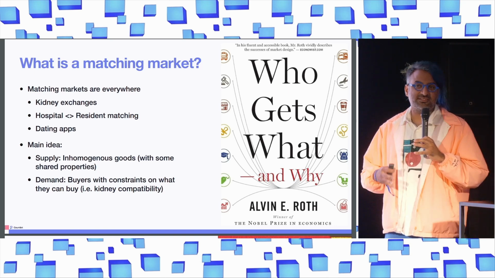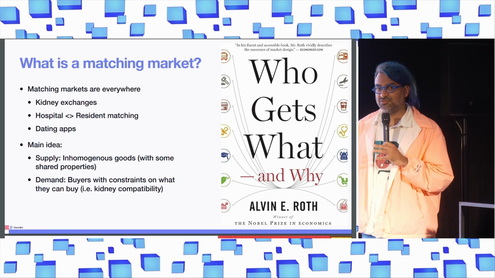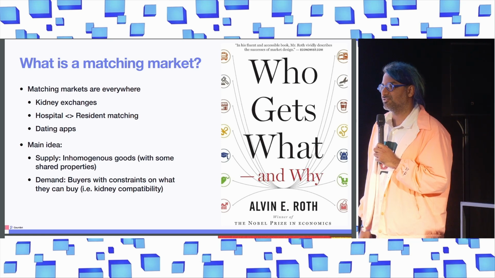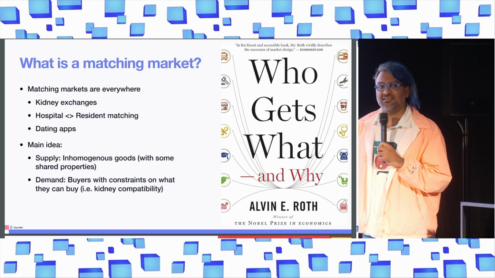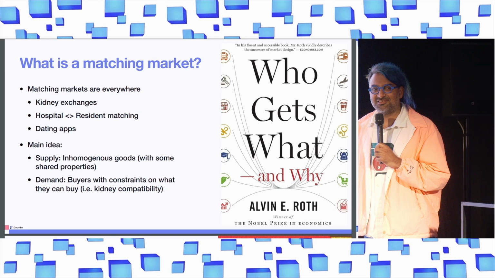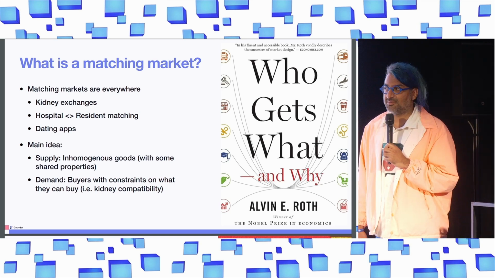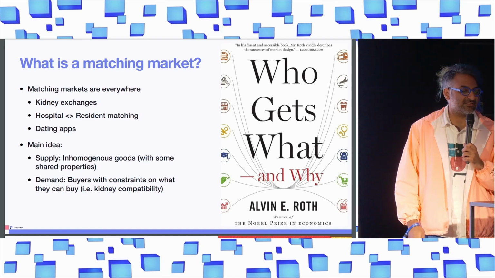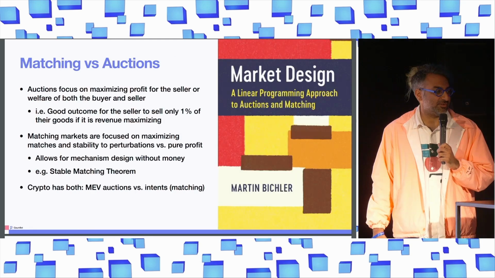The main idea is you have a set of inhomogeneous goods. Those goods have some shared properties, but they are unique. And then there's demand from buyers who have a lot of constraints. So for instance, if I need a kidney, not all kidneys can be donated to me. But for the ones that can, there might be some preferences based on particular blood types, based on particular other constraints. So there's usually this kind of high-dimensional constraint vector for kidney deposits or donations.